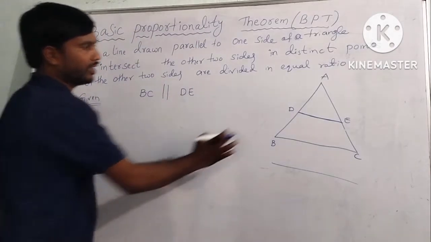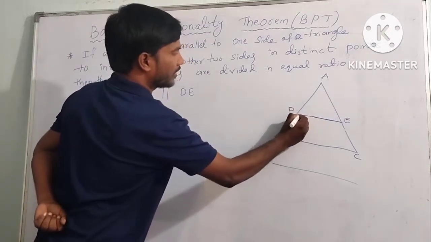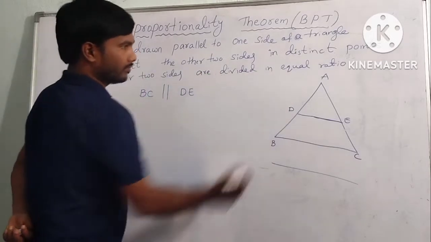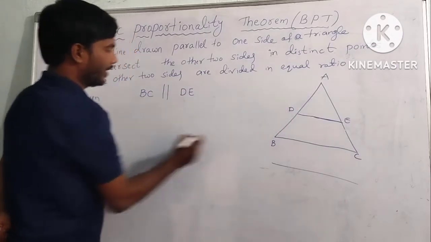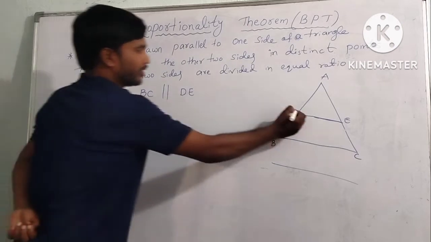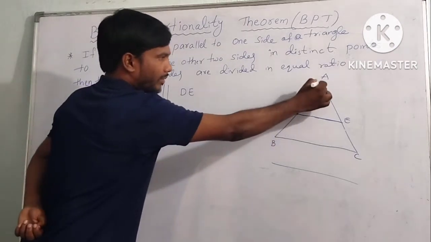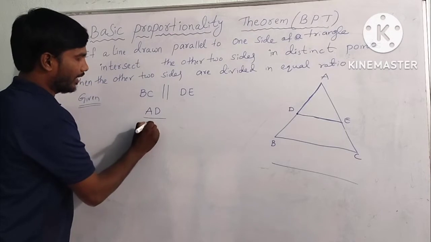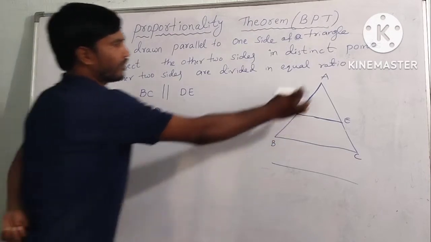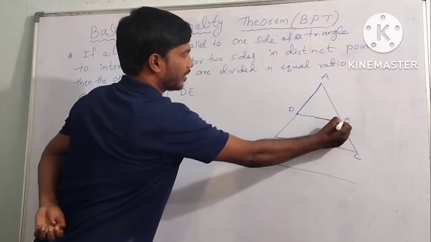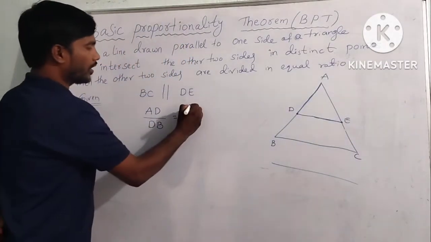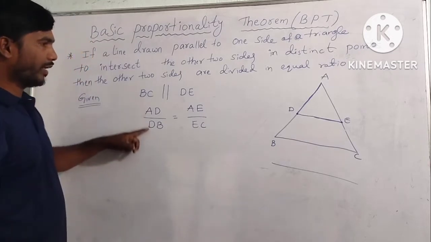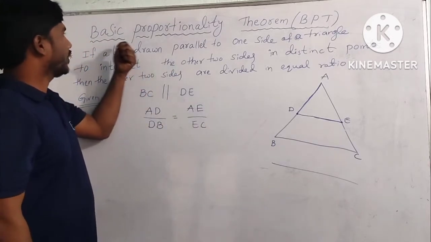Then what will happen according to the theorem? If you draw a parallel line to one side of the triangle, it will divide the other sides in equal ratio. How? This point D divides side AB into two parts, AD and DB. So the ratio of AD to DB is equal to the ratio for the other side AC. AC is divided by point E into two parts, AE and EC. This is the theorem: AD by DB is equal to AE by EC, according to the basic proportionality theorem.